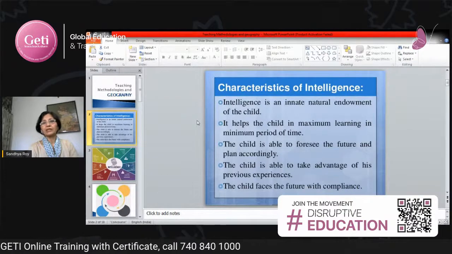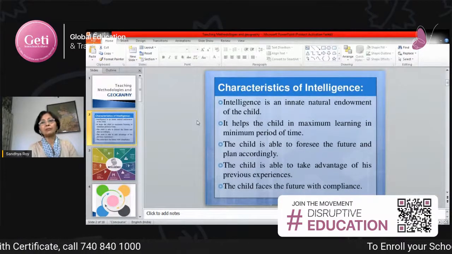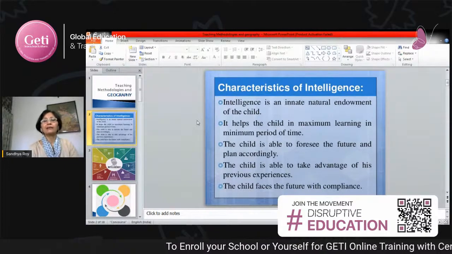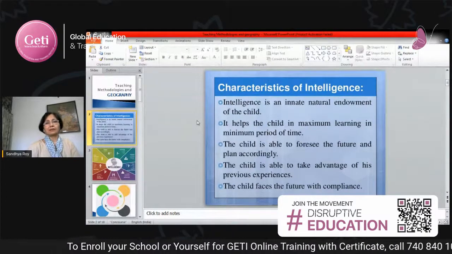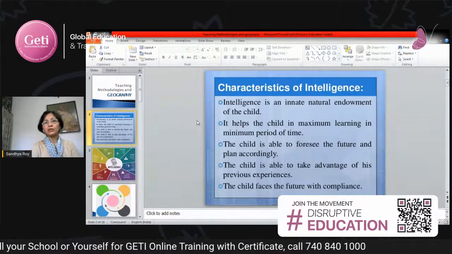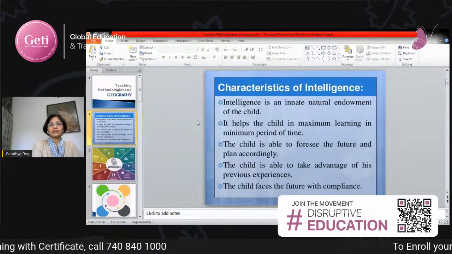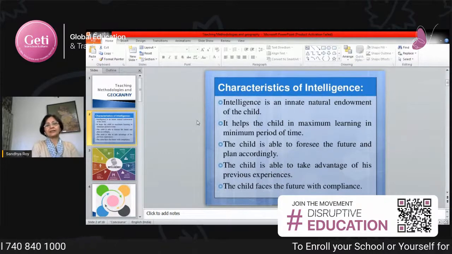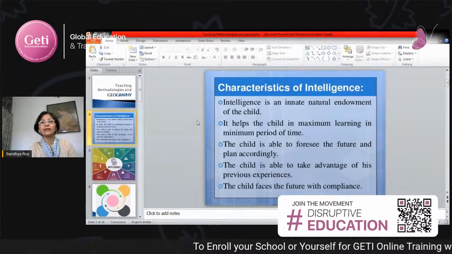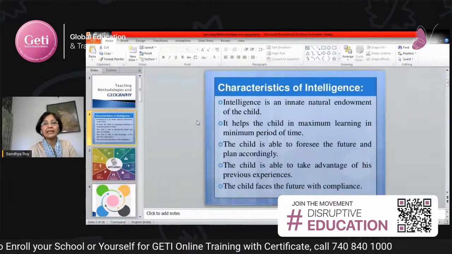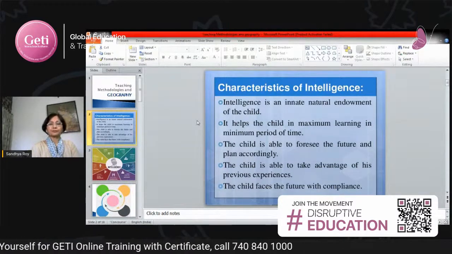Right from the beginning, we need to understand what type of environment we need to give a child so that learning keeps taking place. The third is, the child is able to foresee the future and plan accordingly. So right from the beginning, in the similar way as the environment the child is getting, the child will get the opportunities to learn, and it will be able to take it very soon.